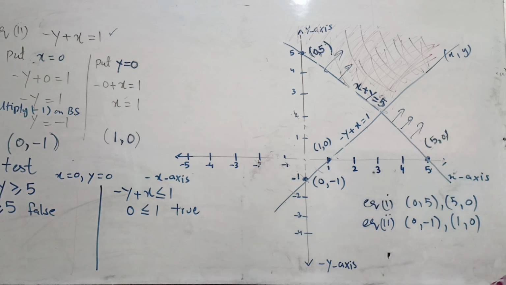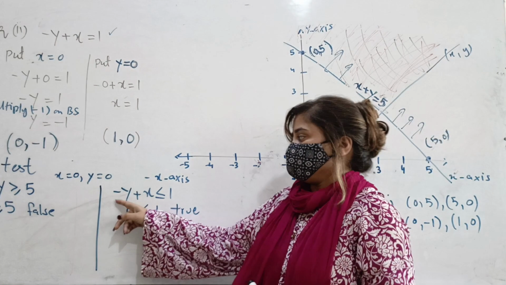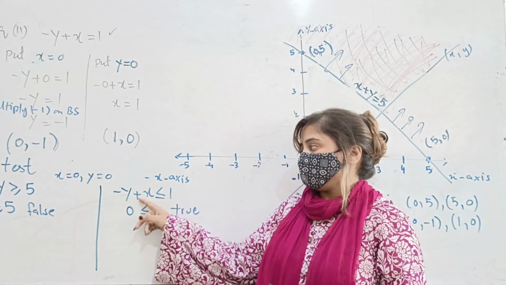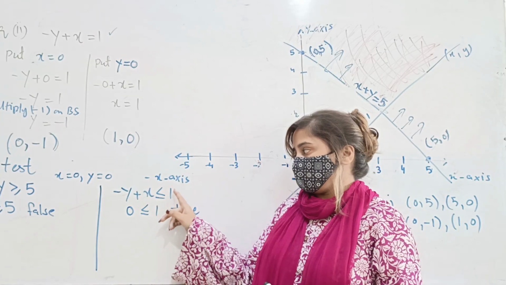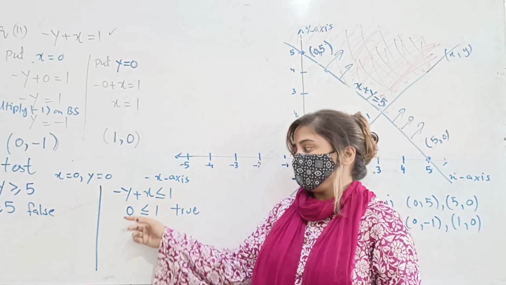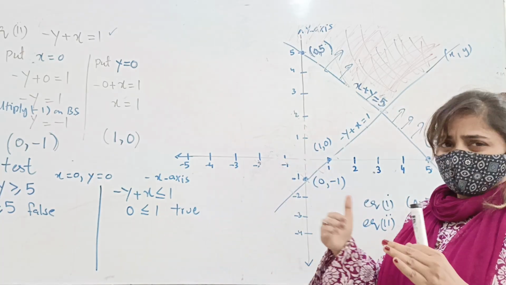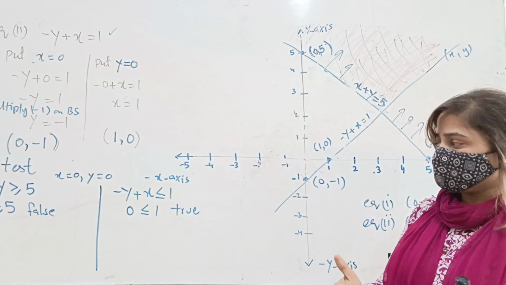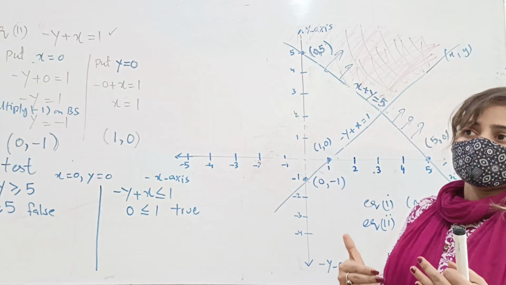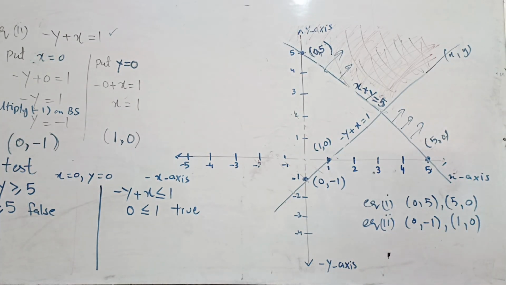Similarly, when we talk about the second inequality, and that is this: -y plus x is less than or equal to 1. Put x and y as 0. 0 is less than or equal to 1, meaning 0 is smaller than 1. So they are saying 0 is less than or equal to 1, and that is correct.